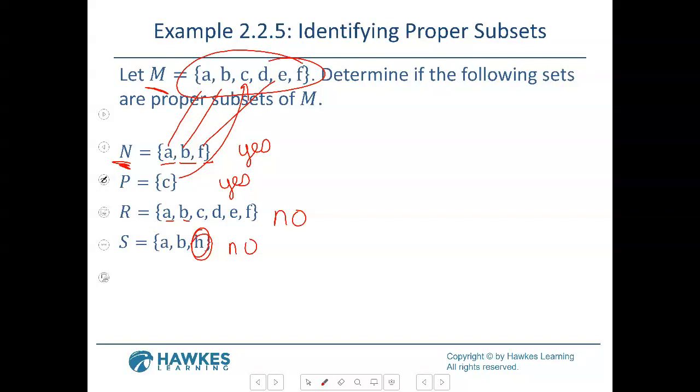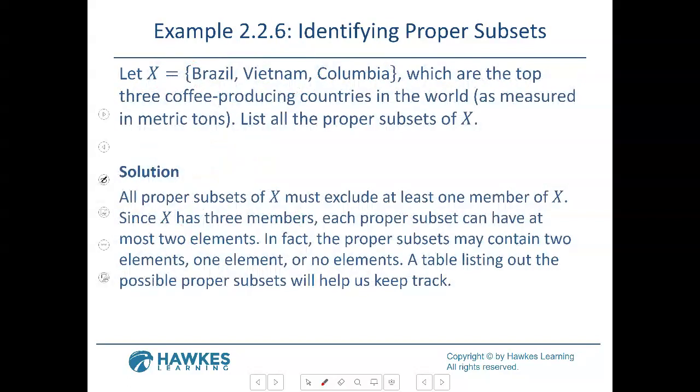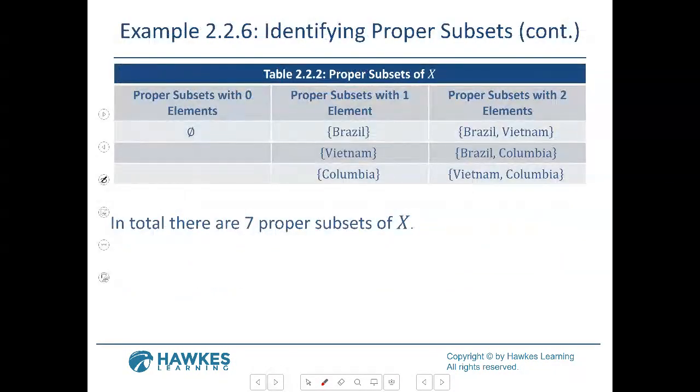Now for the proper subsets, there's a formula that I'm just going to tell you. I will give you Brazil, Vietnam, Colombia, which are the top 3 coffee producing countries in the world. All right, list of proper subsets. Yes, so in the next overhead, you'll see how they match all these up. Brazil will go with Vietnam, Vietnam with Colombia, and just make sure you have a different representation.